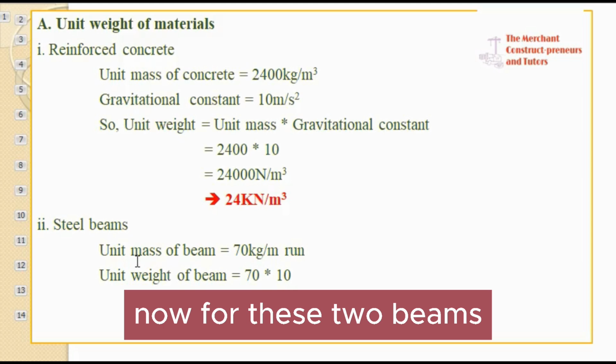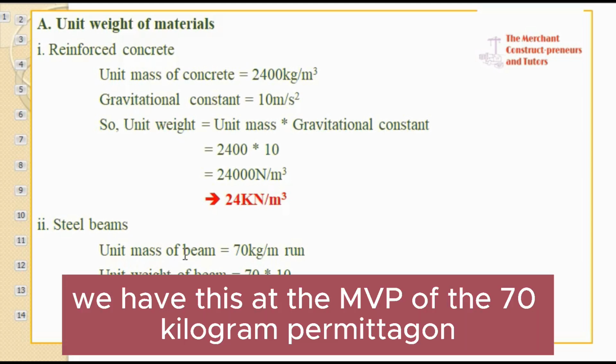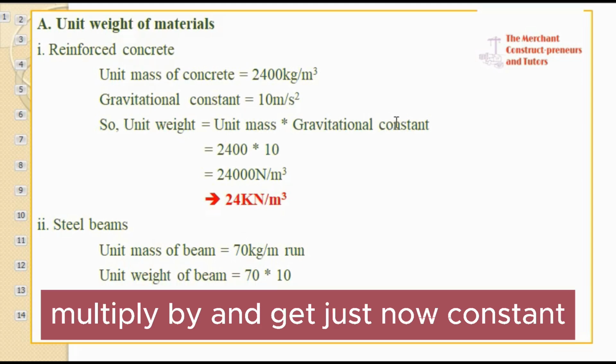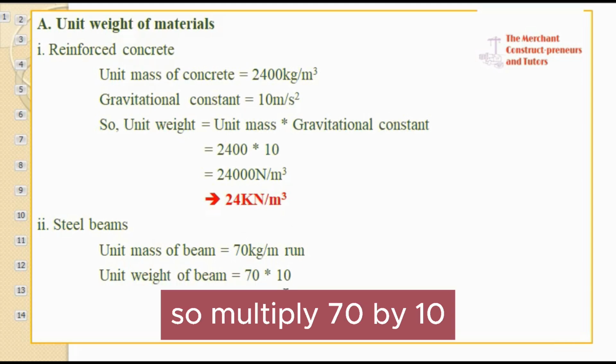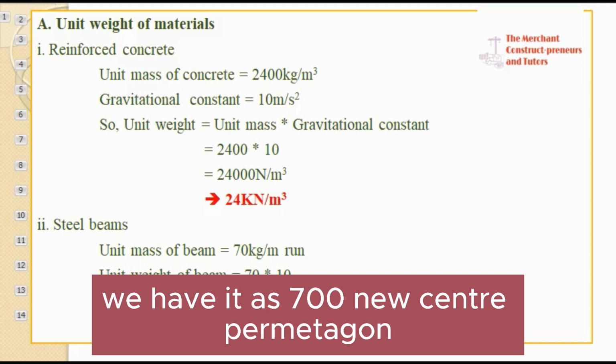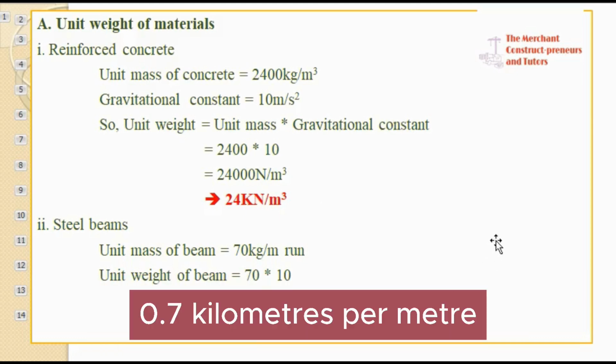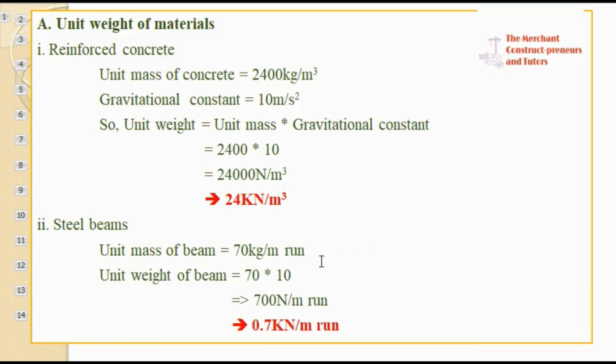Now for the steel beams, we have the unit mass of beam as 70 kilogram per meter run. So unit weight, from our formula, is unit mass multiplied by gravitational constant. So multiplying 70 by 10, we have it as 700 Newton per meter run. Then we have it as 0.7 kilonewton per meter run. That's for the steel beams.